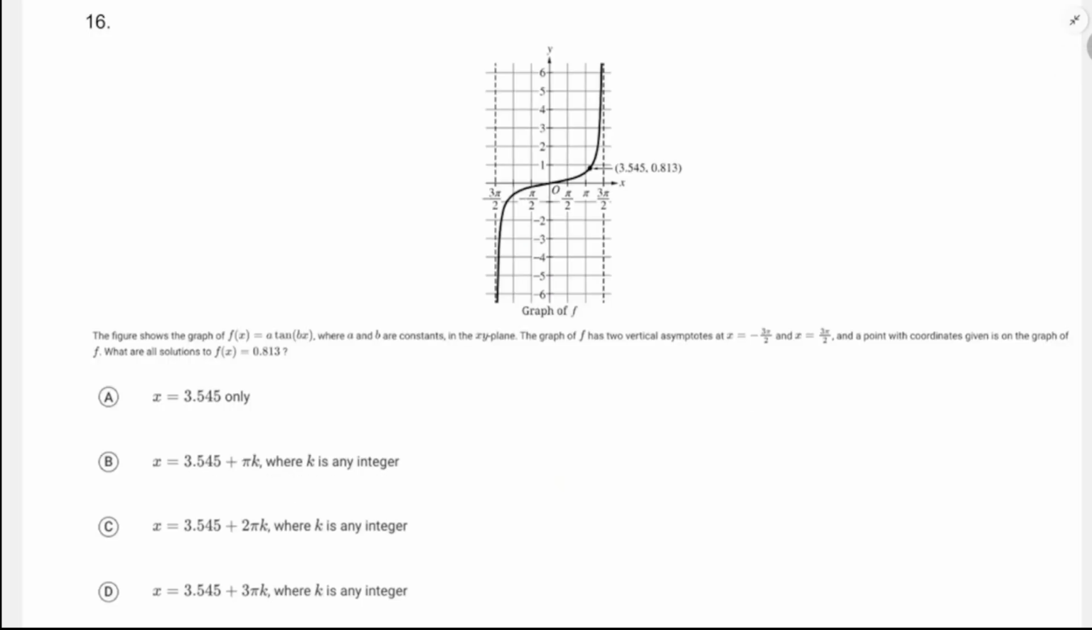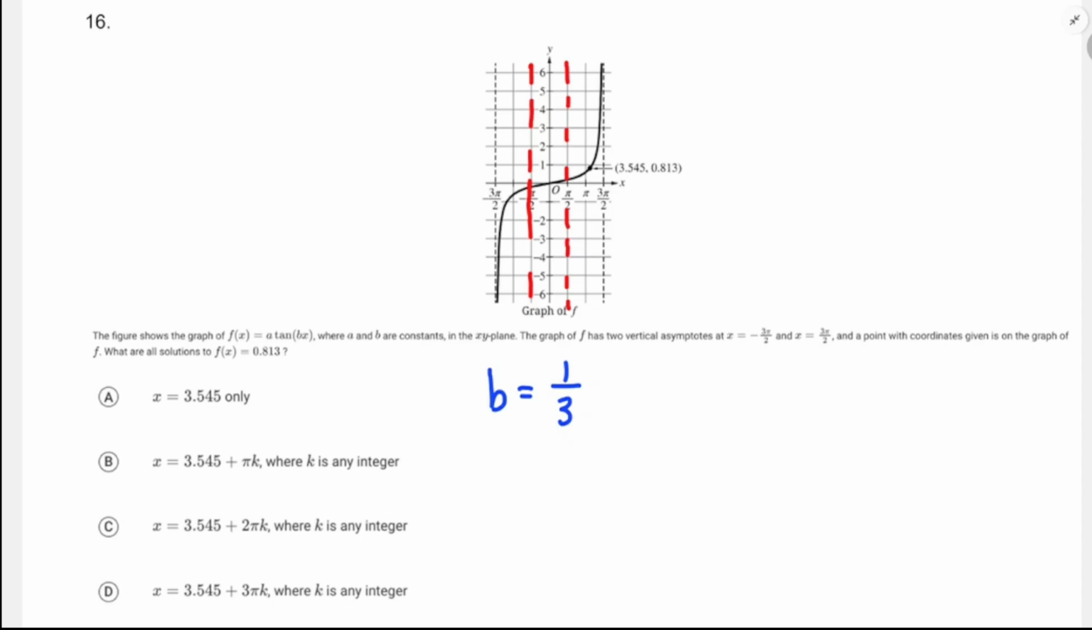All right, here we've got a graph of a tangent function. The figure shows the graph of A tangent of bx, where A and b are constants, with two vertical asymptotes at negative 3 pi over 2 and positive 3 pi over 2. Okay, now normally we would expect the asymptotes to be at negative pi over 2 and regular pi over 2. So I would say that this one has been horizontally dilated by a factor of 3, meaning right now I know that b equals 1/3.